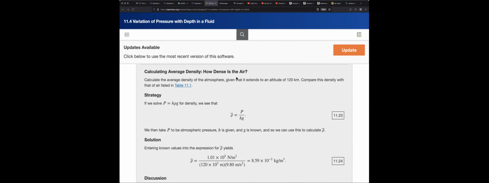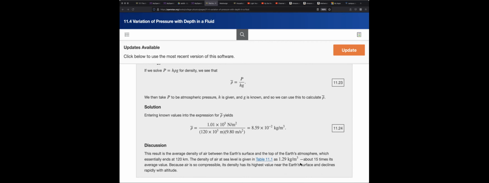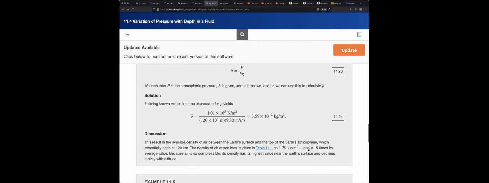So to calculate the average density, we would of course need to know the pressure and the height, and then g, of course. We know the pressure at the surface of the earth is, on average, 1.01 times 10 to the fifth newtons per meter squared. Divide that by the height of the atmosphere, which is about 120,000 meters, and divide it by g as well, and you get 8.59 times 10 to the minus 2 kilograms per meter cubed, which is about the density of nitrogen gas-ish on the earth. So that makes sense.